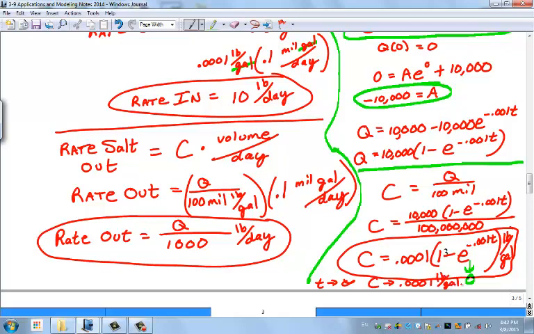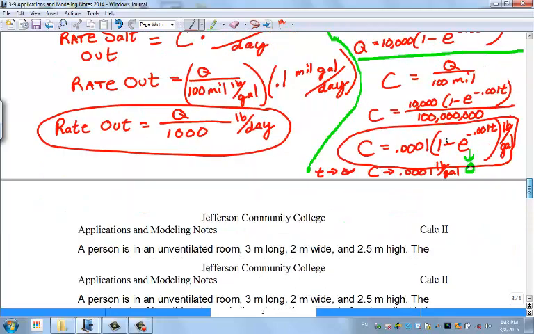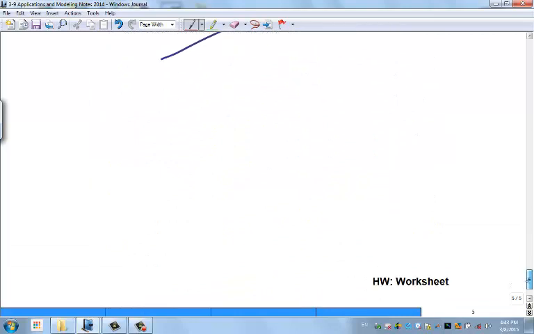Alright, so that is it. I'm not going to go over any other problems. Your homework, so I'm not going to go over this one, not going to go over this one. The worksheet is going to be your homework.